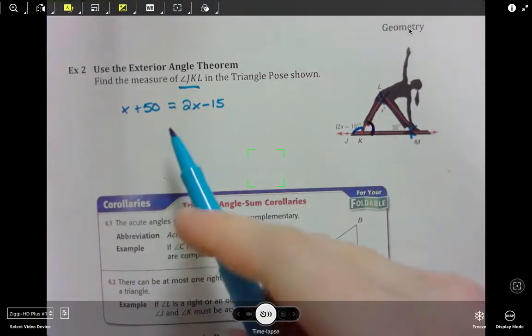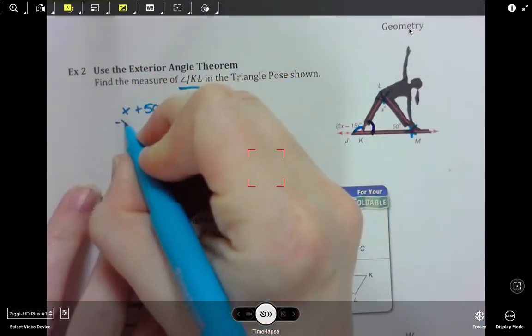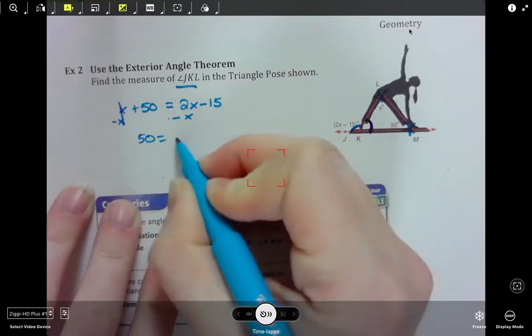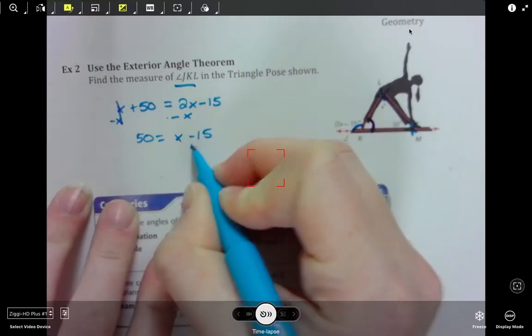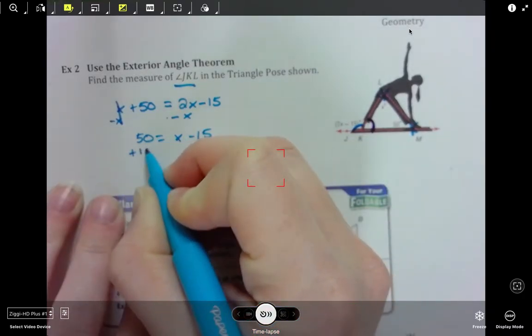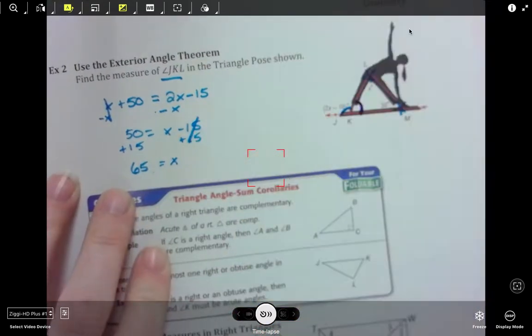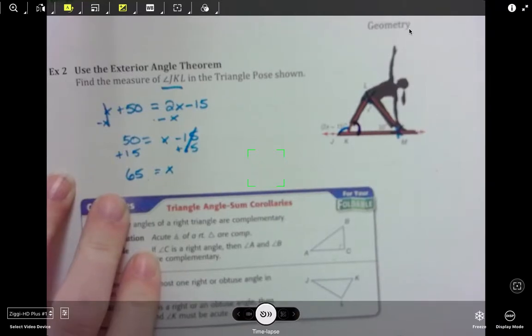Let's solve our equation here. I'm going to subtract x from both sides to get him to go away. So 50 equals x minus 15. Some of you do this in just one step, and that's fine. 65 is what x is, or should be. But that's not what they're asking.